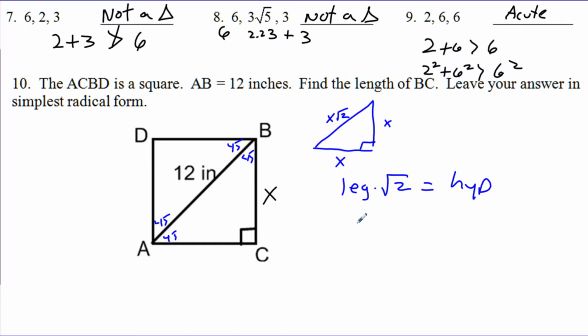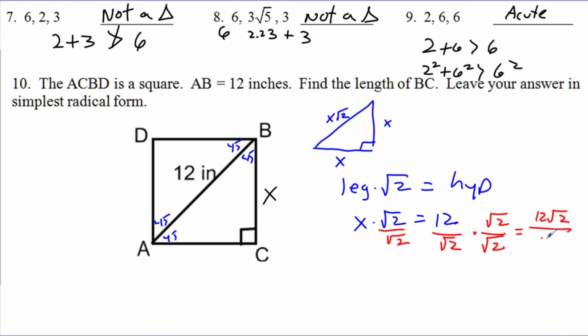Okay? So I'm going to say x times the square root of 2 is equal to 12. And here's that situation again. When you divide both sides by the square root of 2, you're getting a radical in the denominator that we're going to have to rationalize. So this is going to be the square root of 2 over the square root of 2. That rationalizes it. And that makes it 12 root 2 over 2. And there's that 12 over 2 that will simplify one last time. X is equal to 6 root 2. So that would be the simplest radical form of side BC.